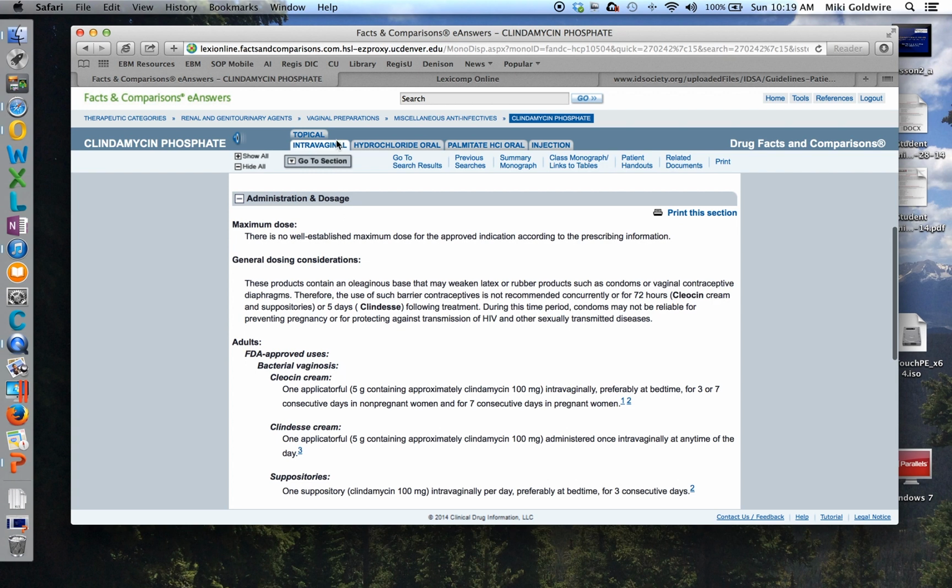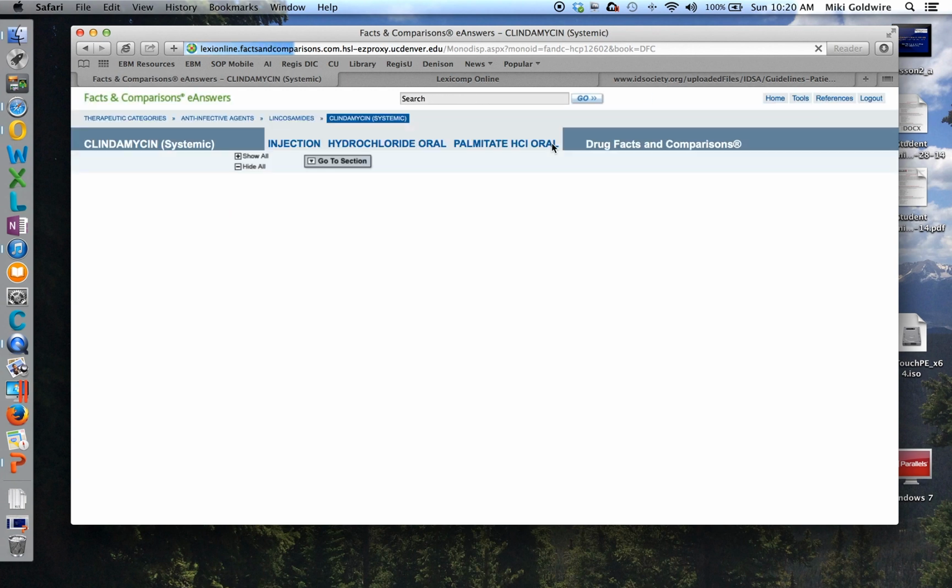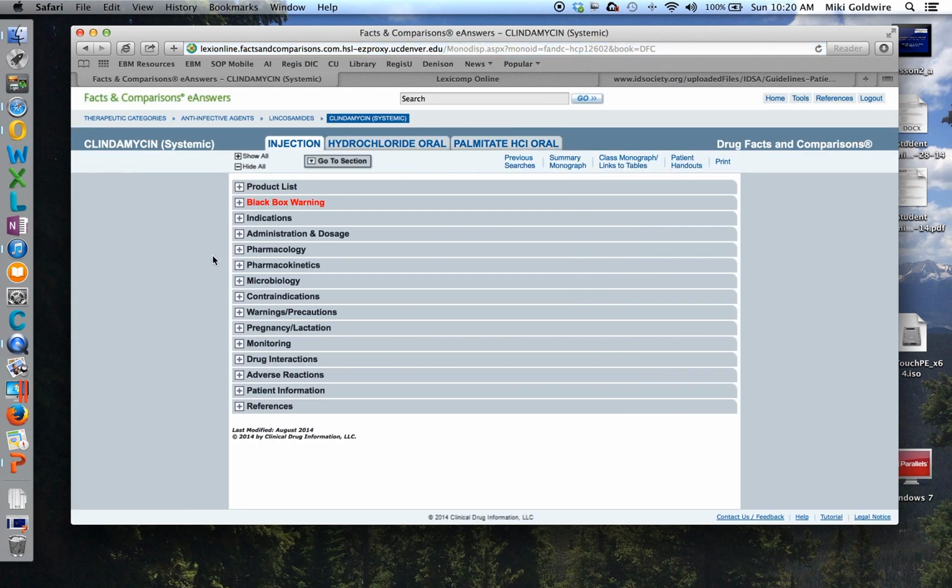Bacterial vaginosis. And then, of course, I'm under intravaginal. I need to click on the tab for the injection. So once I click on that tab for injection, that information will be more pertinent.